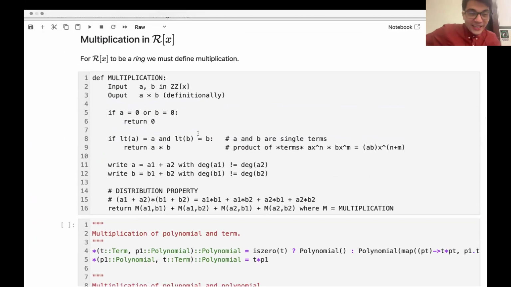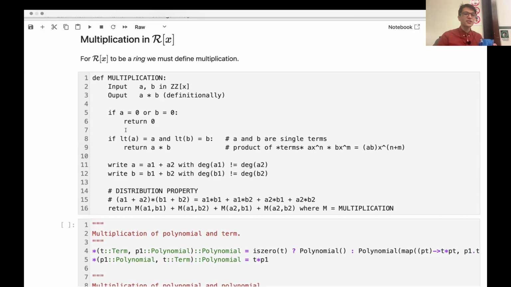And again, this is what we're going to define multiplication on polynomials to be. I'm saying you give me two polynomials, a and b, with integer coefficients and they're univariate. And I'm going to output the product of the polynomials. Now, if either of the polynomials is 0, 0 times anything is going to be 0. Okay, so that's where that base case comes from. So there's a stopping condition in this recursion.